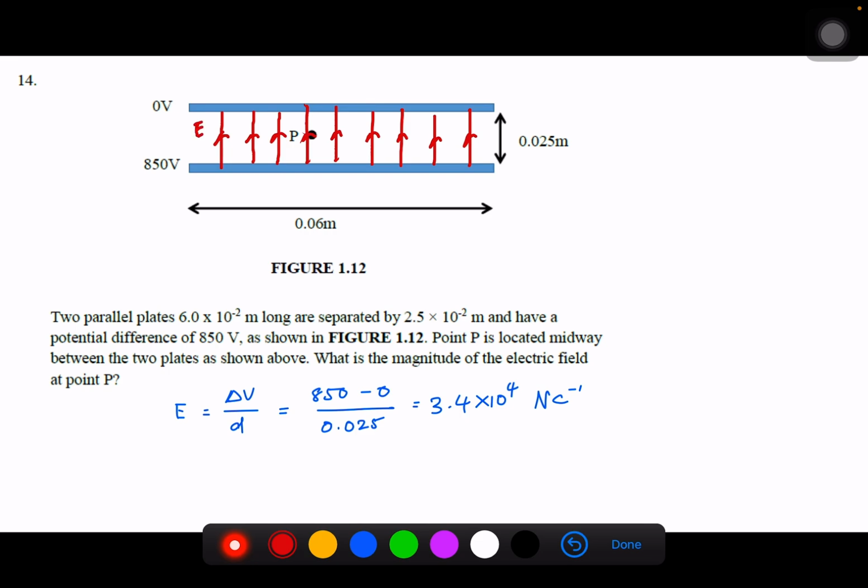Then if you have a uniform electric field, you can calculate using E equals delta V over d. Delta V is 850 minus 0, divided by d, 0.025.